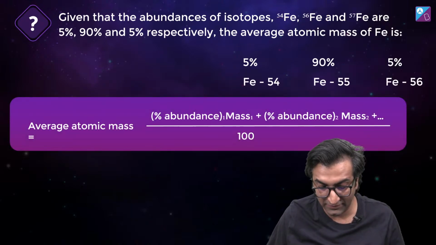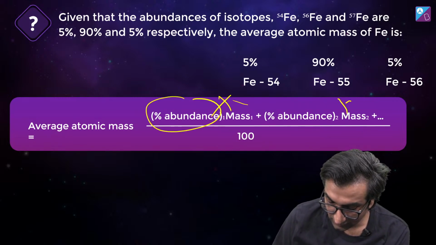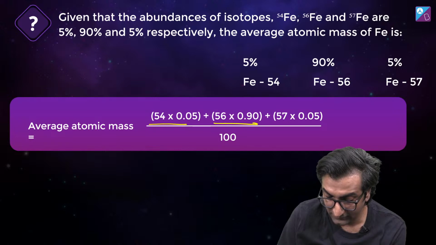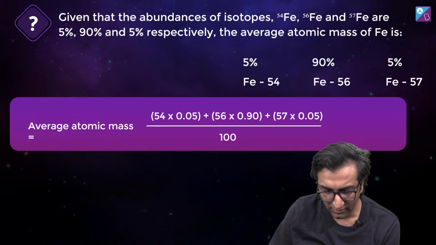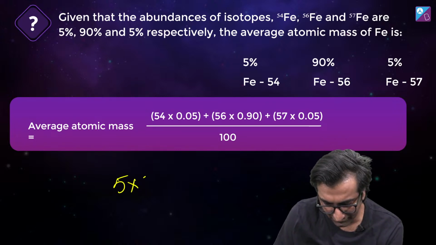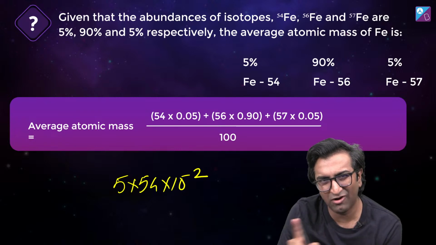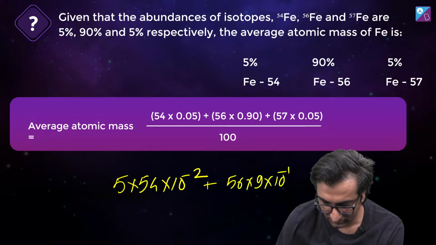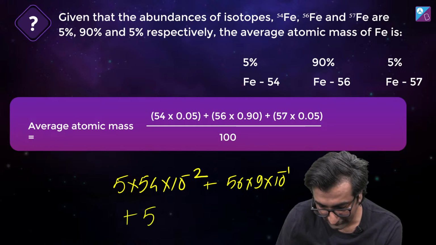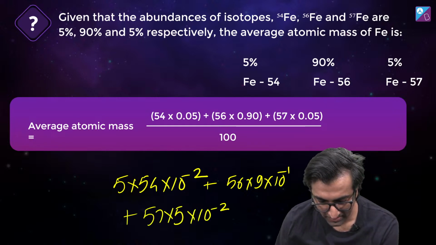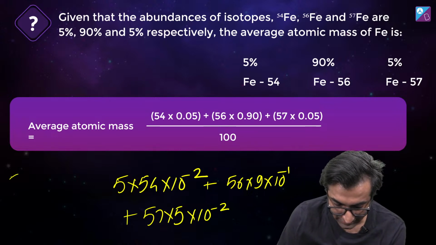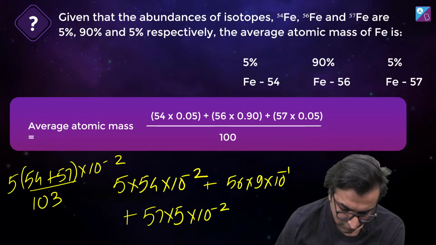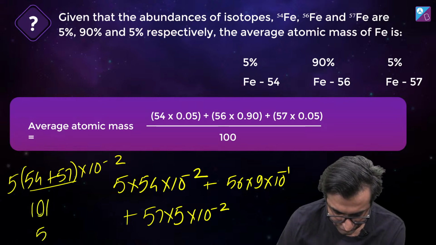So what do we do here? Average atomic mass is percentage times its mass divided by 100. So all we've got to do essentially is substitute these values. 54 into 0.05, 90. How do we do this? Does this look complicated? Okay, let's do it this way. 5 into 54 into 10 power minus 2. I don't like this 0.01 and all that. Plus 56 into 9 into 10 power minus 1. Write carefully, not 2, this 10 power minus 1. Plus 57 into 5 into 10 power minus 2. Now look, you can take these two outside: 5 into 54 plus 57, into 10 power minus 2. So what is that? 7 plus 4 is 11, so 111.